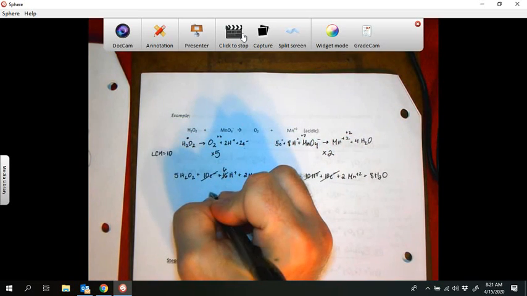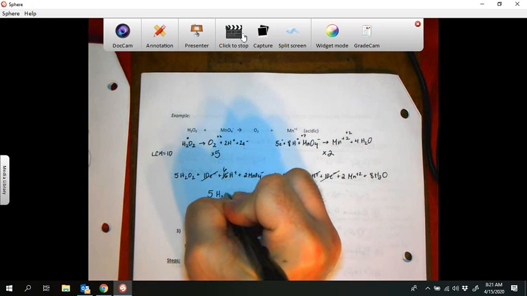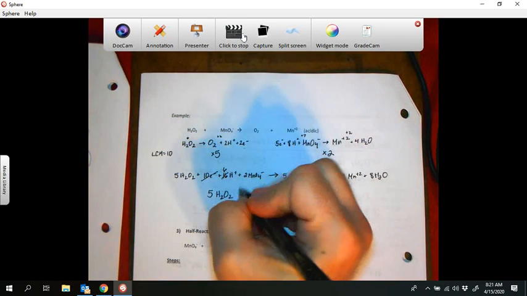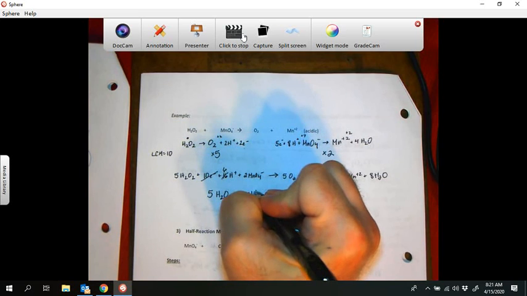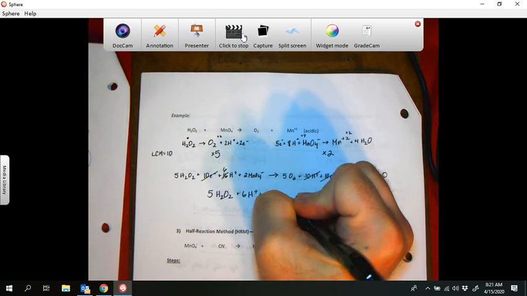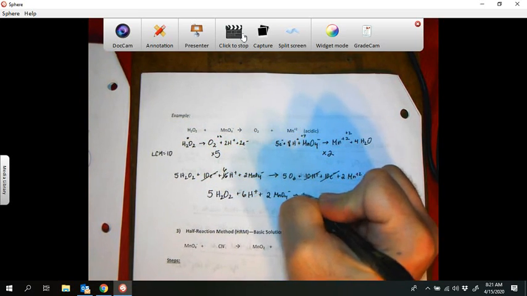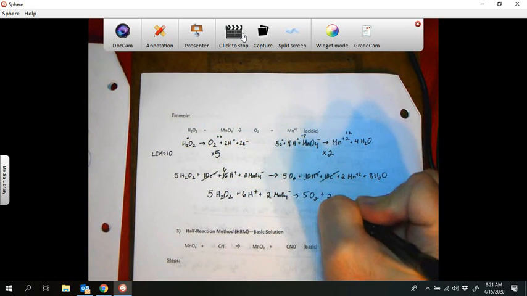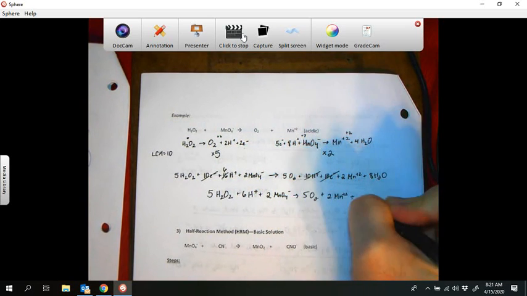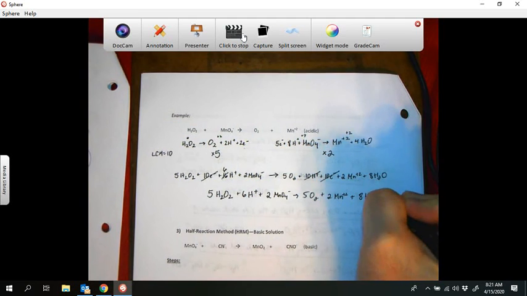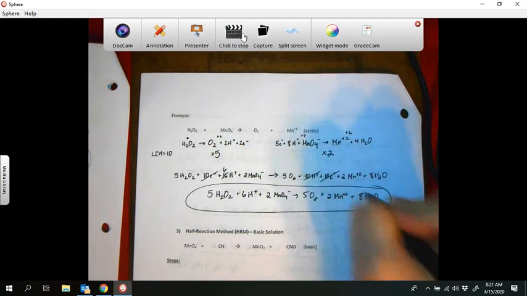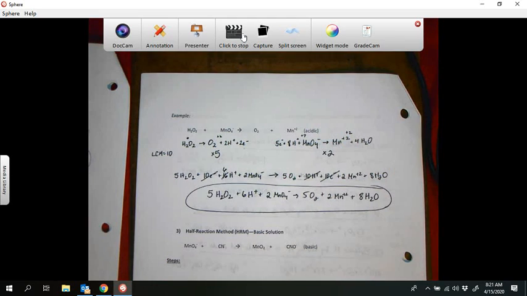So our final answer is 5 hydrogen peroxide plus 6 H plus plus 2 permanganate yields 5 oxygens plus 2 manganese plus 2 ions plus 8 H2O, 8 waters. There's our final answer. You should be able to do the assignment now for half reaction method acidic.